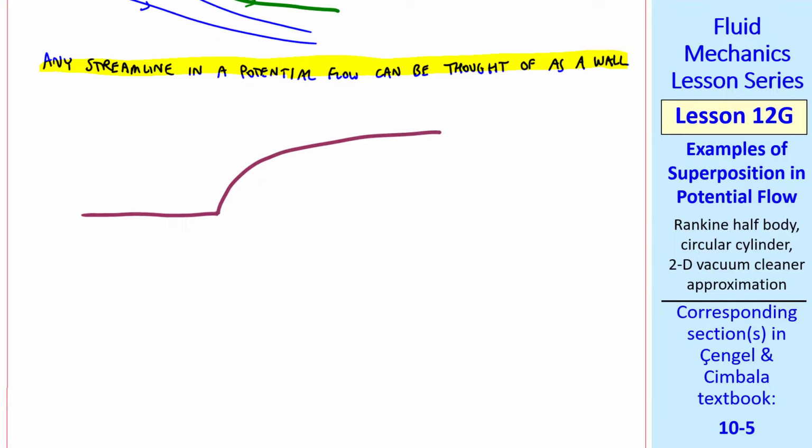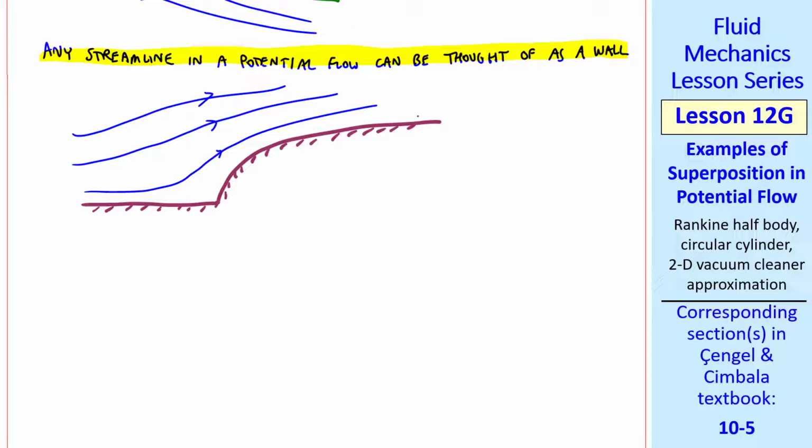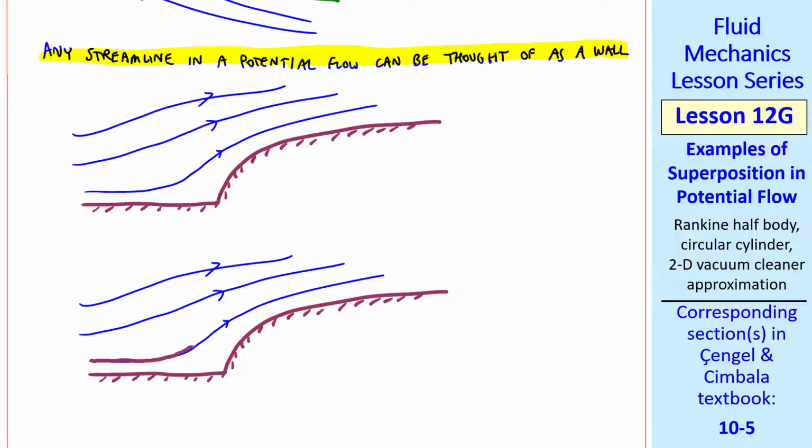For example, we can take the dividing streamline and the streamline that hits the stagnation point. If we think of that as our wall, then we have a model of flow over a hill. Or we can pick any other streamline, for example this one, and imagine it as a wall. Now we have flow over some more rounded hill.